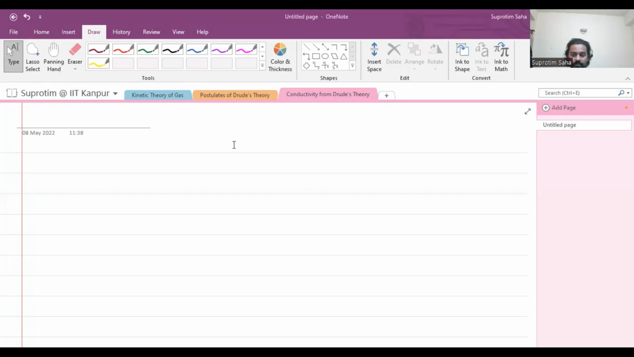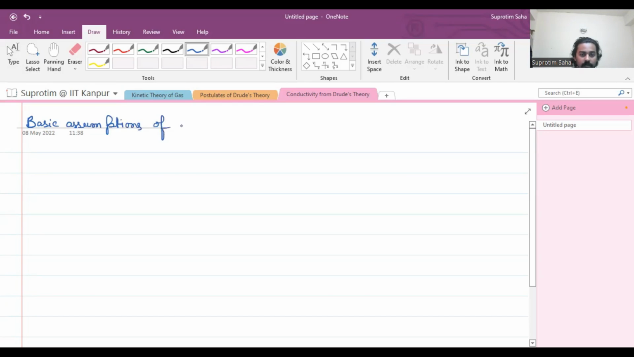Hello again. In the last class, we talked about the basic assumptions of the Drude's model, or the Drude's theory. So coming into this class, as I do always, I just recap some of the things from the earlier class. So let me just recap what I said in the last class, which are the basic assumptions of the Drude's theory.